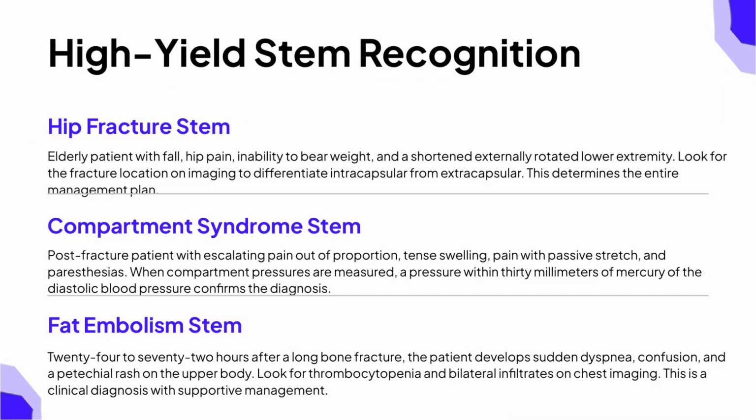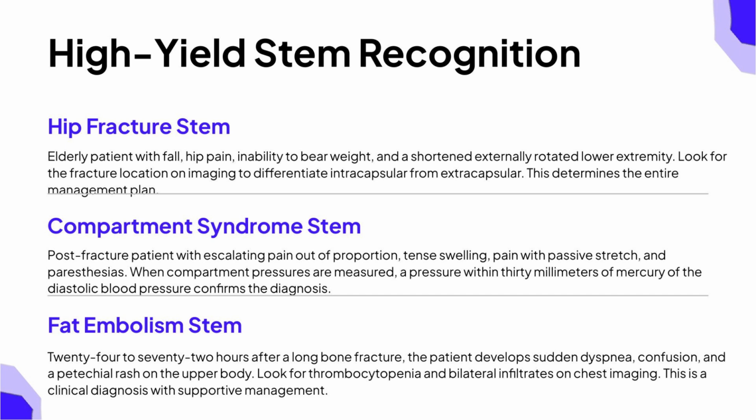Now let us go through high-yield stem recognition for fracture questions. For hip fractures, the classic stem is an elderly patient, usually a postmenopausal woman, who falls and now has hip pain with inability to bear weight. The physical exam finding of a shortened and externally rotated lower extremity is your buzzword. The imaging will show you where the fracture is, and that location is everything for determining the treatment plan.